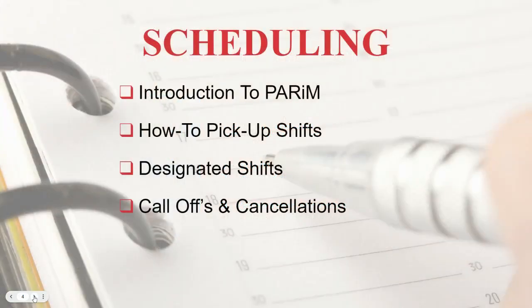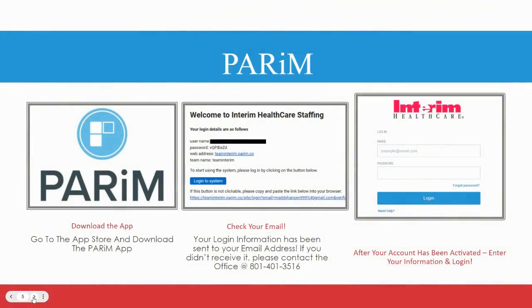In this section, we will cover all things scheduling, from the different apps you'll need to use, how to pick up your first shift, and what to do if you should need to cancel a shift. Param is our scheduling platform. You will need to download the Param app on your phone. You should have received an email from them by now with your username and password information.